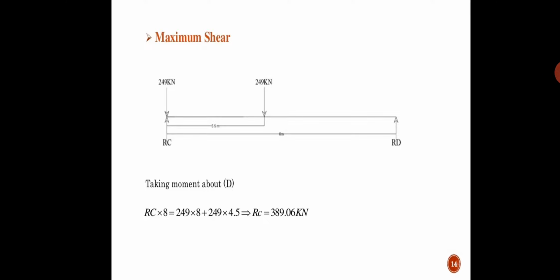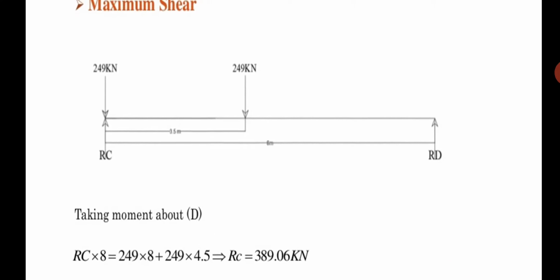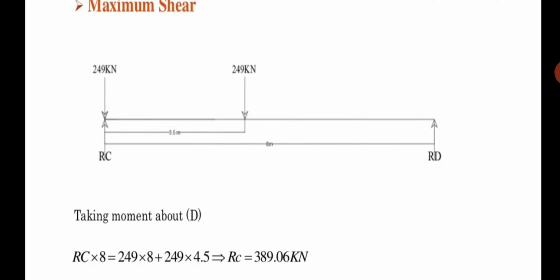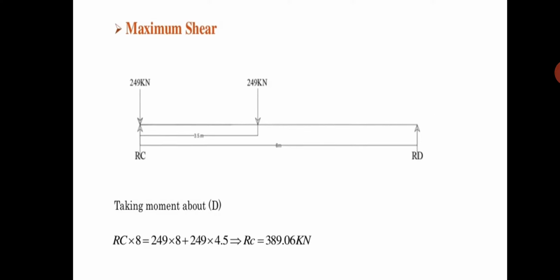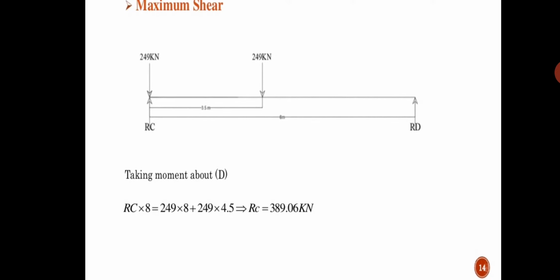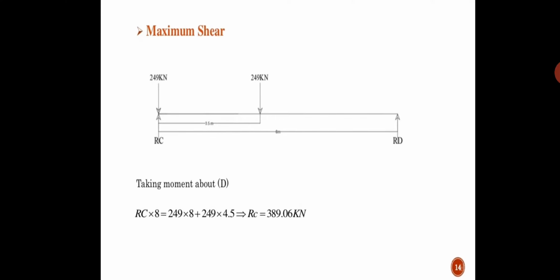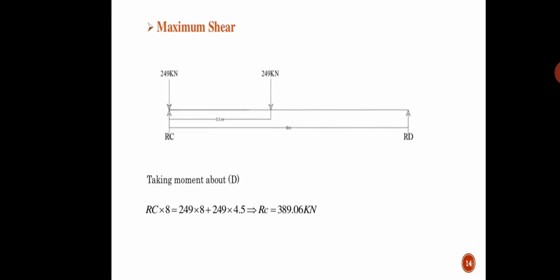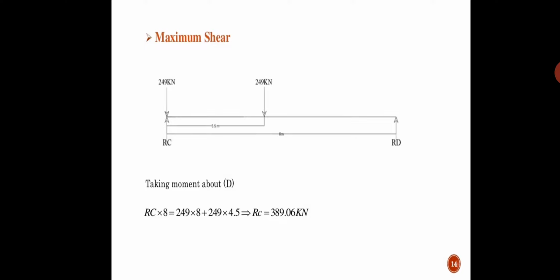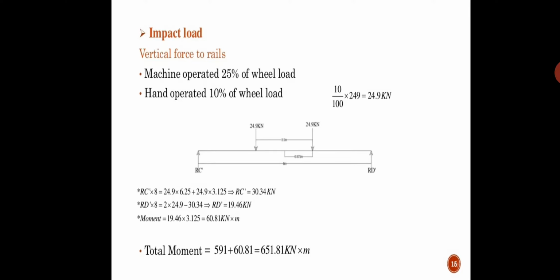So taking moment about D, you can see the arrangement in the figure. Two static wheel loads act. The first wheel acts at the left end and the second at 3.5 meter. Taking moment about D, we find RC, because we know the maximum should be RC, so we don't calculate RD. RC should be 389.06 kilonewton. Next we find the impact load, that is the vertical force to the rail.